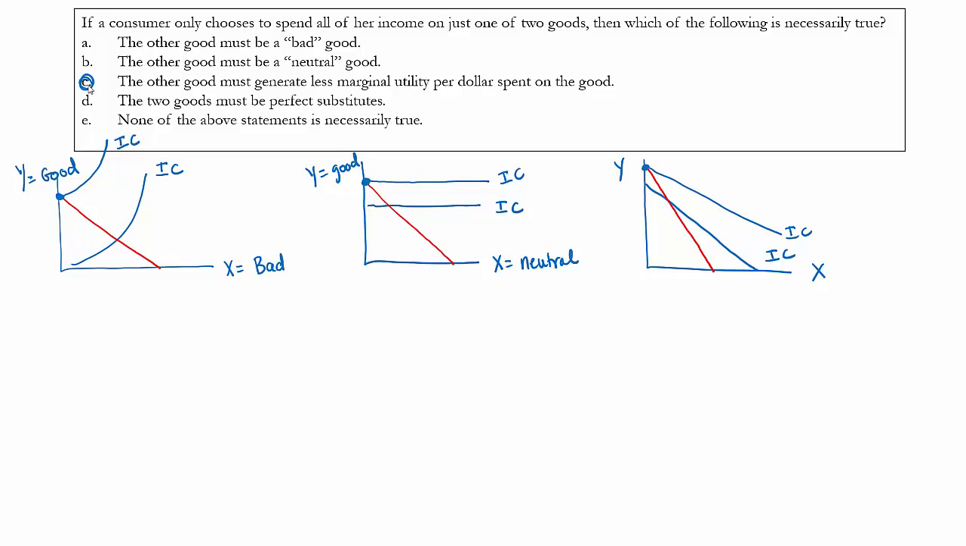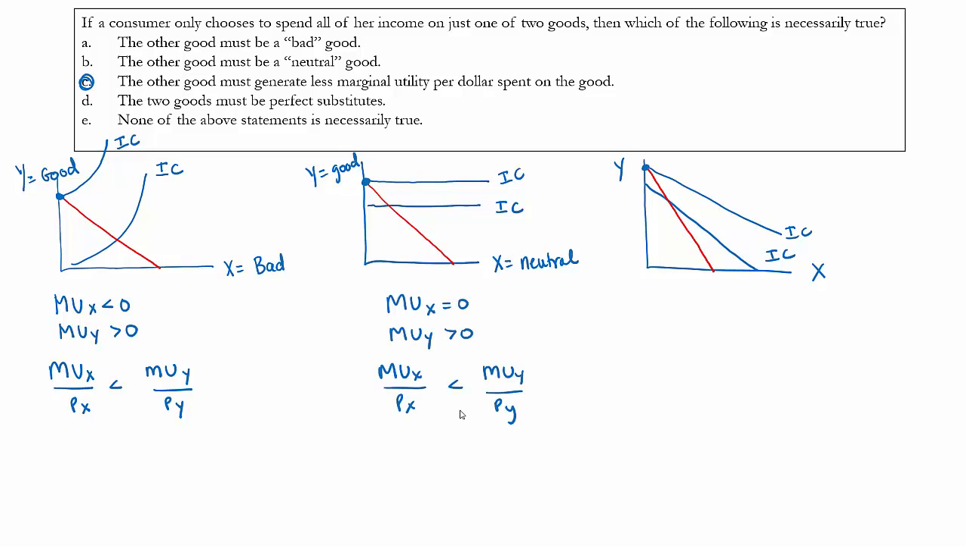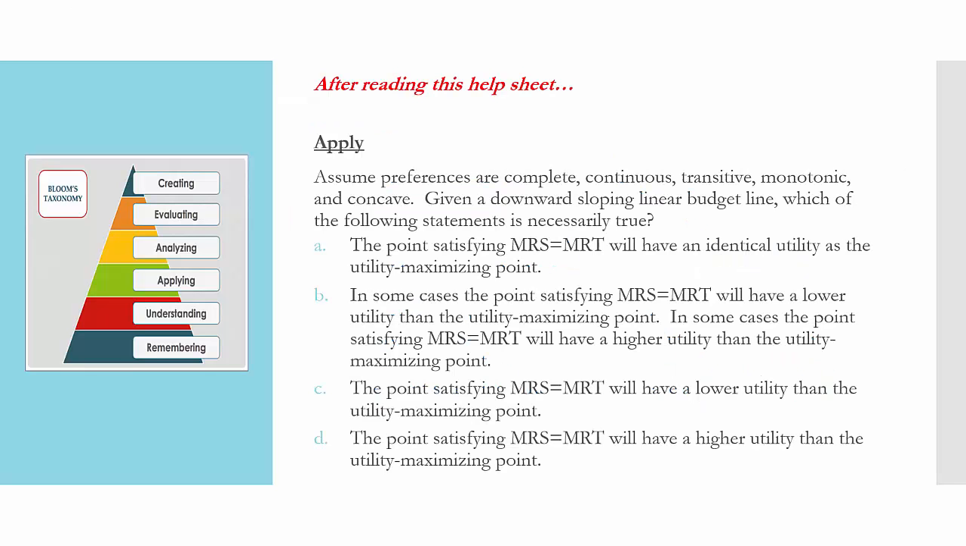In all of these cases, the other good must generate less marginal utility per dollar spent. In the case of a bad, that's because the marginal utility of the bad is negative, which makes its bang per buck necessarily less than the positive bang per buck from the good. In the case of a neutral, that's because the marginal utility of the neutral good is zero, which makes the bang per buck necessarily less than the positive bang per buck from the good good. And in the case of perfect substitutes, the bang per buck is necessarily less for the good that is not being consumed. Let's get some more practice by working one more problem.